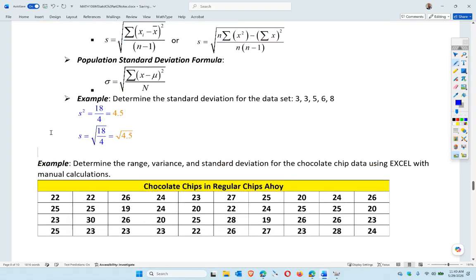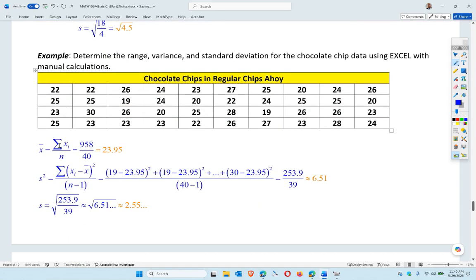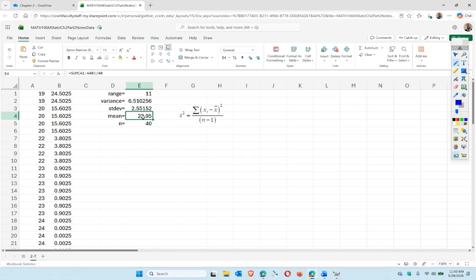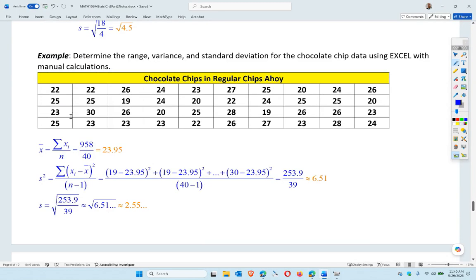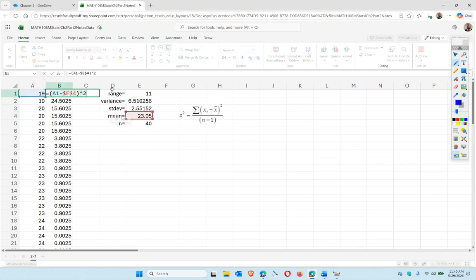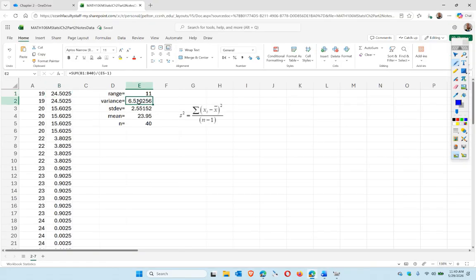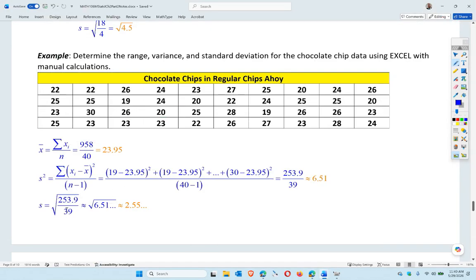Let's see if I can get this back up here. Here we go. Okay, so we added them up and divided by 40. We got 23.95. Correct right there. And then we did 19 minus the mean squared, because 19 is the lowest value on the list, right? Then we went through 19 again, and all the way the last value is 30, which is the largest value, right? Then we divided by 39, so we get 6.51. And essentially all we have to do is square root that to get the standard deviation.